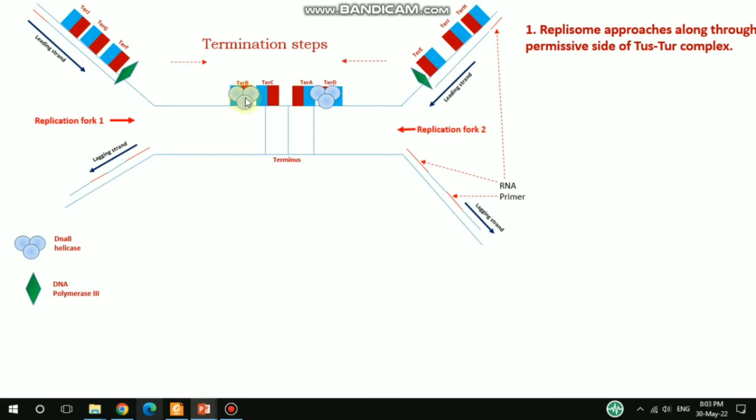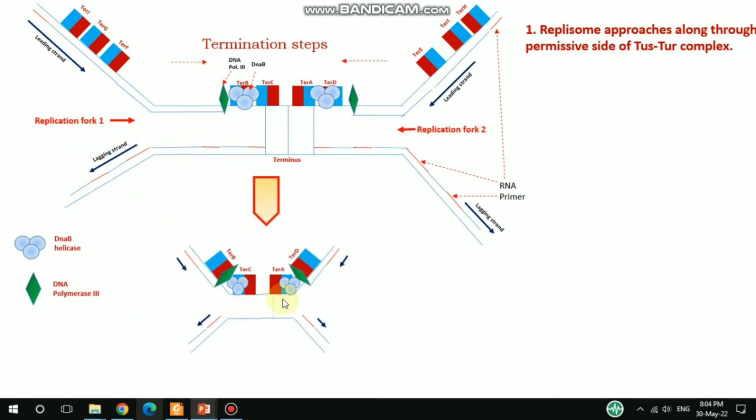Then the helicase breaks the in-between hydrogen bonds and unwinds the DNA. Then DNA polymerase 3 polymerizes the remaining unwound DNA strand, in the leading and lagging strand as well. In the next step, when the replisome or DnaB helicase approaches near the terminal TER-TUS complex, its action is blocked by the non-permissive face, and then the remaining hydrogen bonds in between are broken by this helicase, and then at the terminus site the two replication forks fuse together.